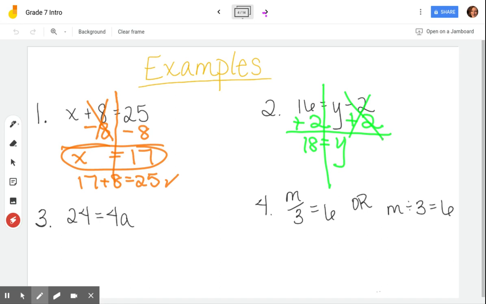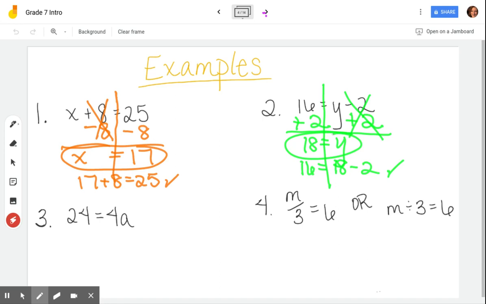I'm going to rewrite my original equation, but instead of writing y, I'm going to write 18 minus 2. 16 equals 18 minus 2. We know that's right. So 18 is my correct answer.